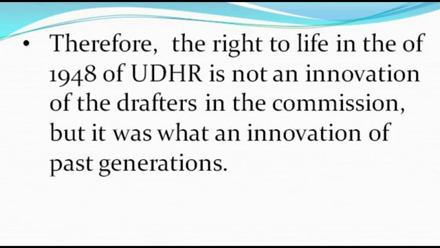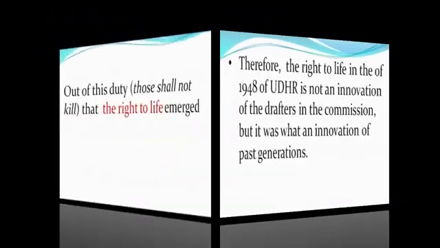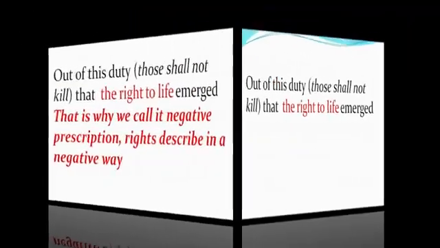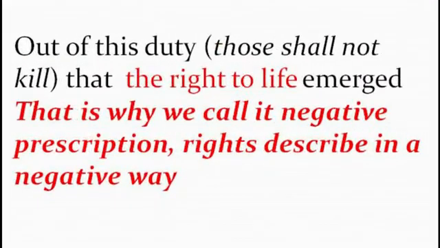Still, we continue on the duty. That's why out of this duty emerges what? An implicit right. The right to what? The right to live. That's why we call this the negative prescription of rights. Rights described in a negative way.